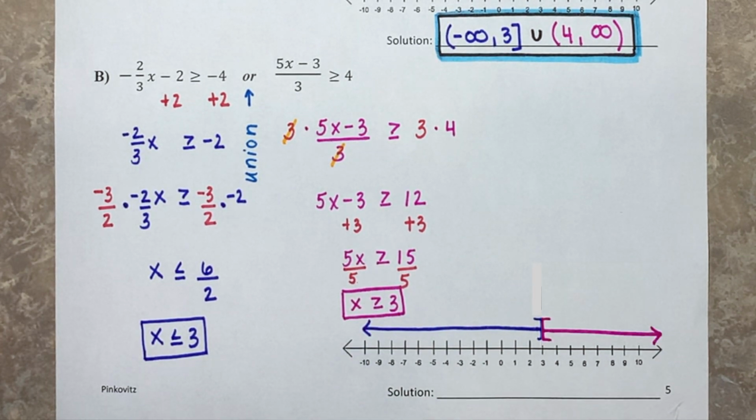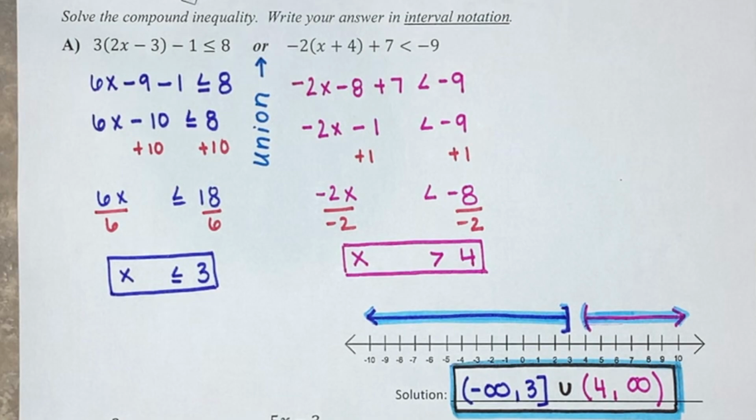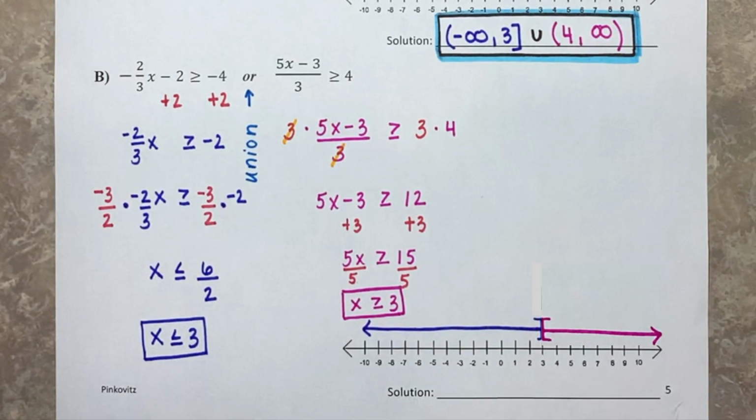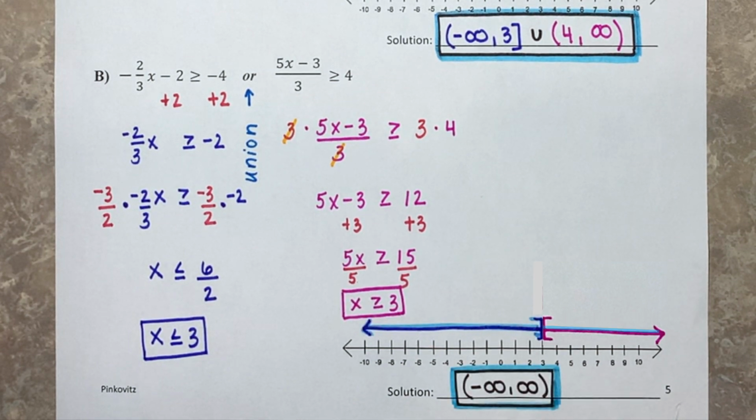Now, for our final answer, we're supposed to find the union of these two sets. Notice when we found the union of the previous two sets, there was a gap in the number line. So to describe the union, we described this set here, then we put our union symbol, and then we described this set here. There is no gap in this number line. In fact, the entire number line is covered. So all of the solutions in blue, as well as all of the solutions in pink, can be described as negative to positive infinity.